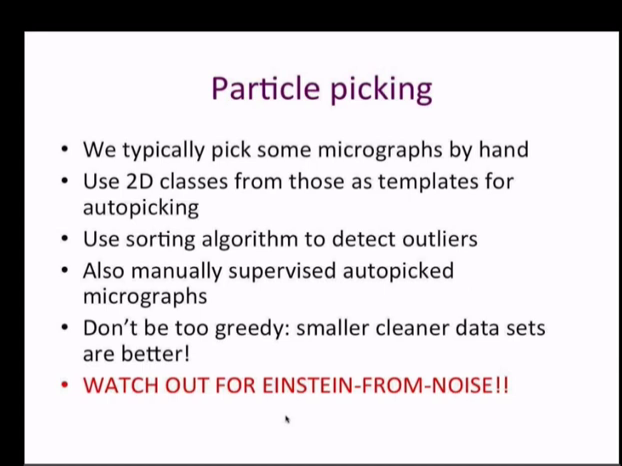I just wrote a paper in the Journal of Structural Biology on the auto-picking procedure in Relion, and the Einstein from noise problem is discussed in much more detail there. So I'd recommend reading that one.